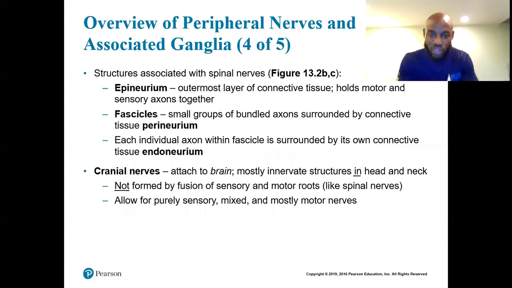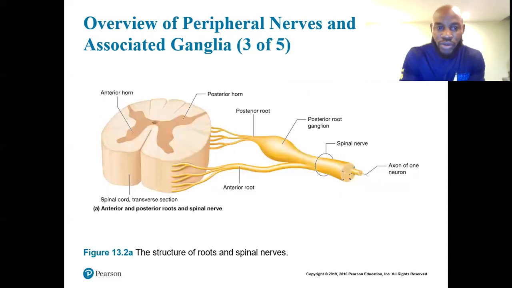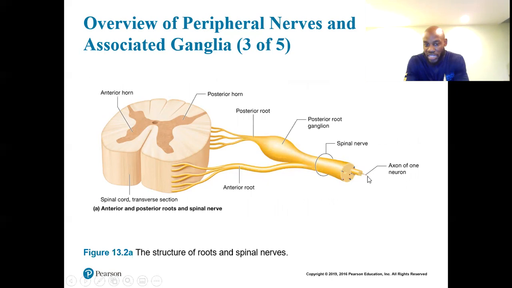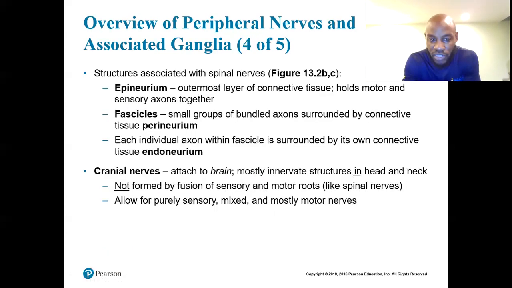Structures associated with spinal nerves, just talking about the structure. Notice I didn't put this in red, because it's good to know but not something I'm going to test you on. You have the epineurium, the outermost layer of connective tissue, which holds motor and sensory axons together. Remember, the anterior root is motor and the posterior root is sensory, with cell bodies here, and they combine to make what we call a nerve, so multiple axons combined. I just want to make sure I pointed that out.